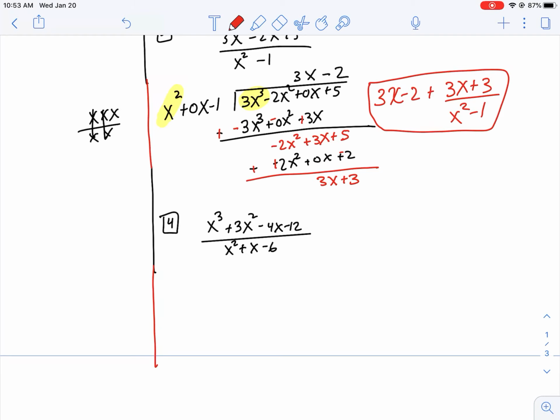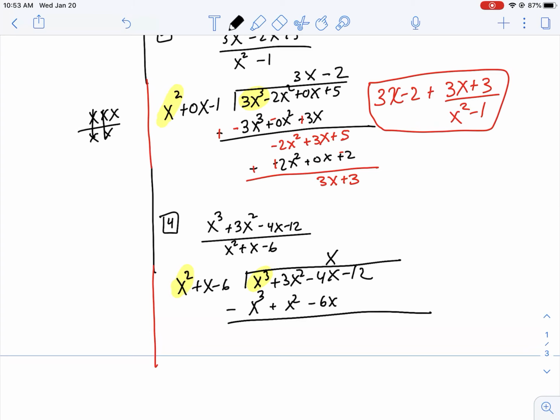All right, so let's try the last one. So which one goes on the outside? Okay, so the x squared plus x minus 6. Are we missing any terms? Nope. Okay, so we don't have to add any zeros. So what happens first? Okay, so divide the highest powers. Then we multiply. Then subtract by adding the opposite of all the terms. Okay, so that is 2x squared plus 2x minus 12.